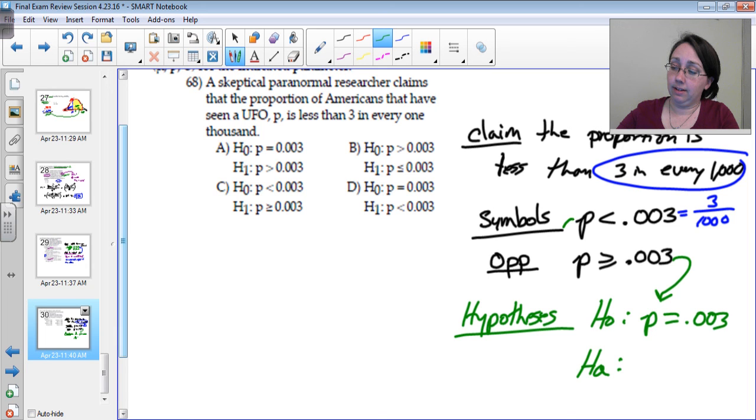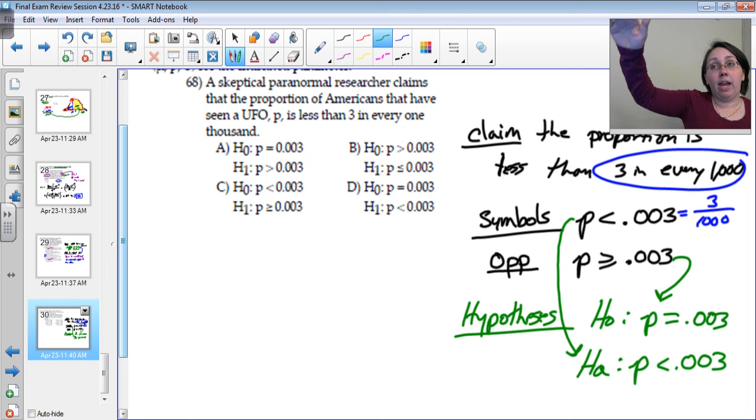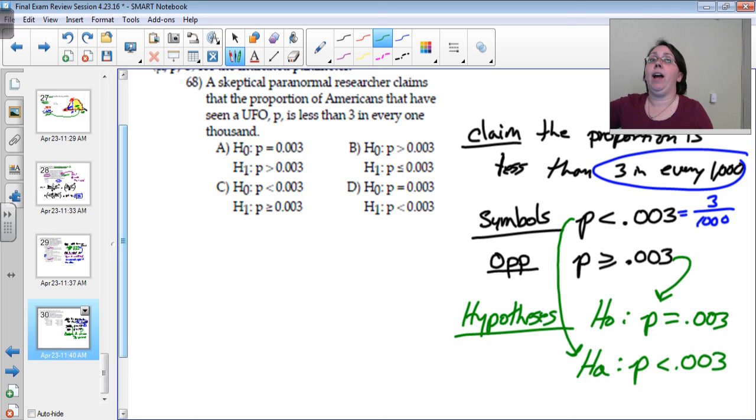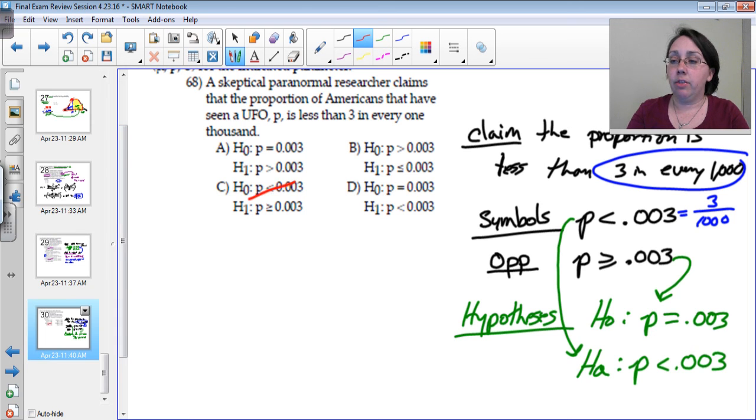Less than. It's the other set of symbols. It's the actual symbols, not the opposite. Okay, so you write the claim in symbols, so you write the opposite of that. One is your alternative, one is your null. And the null is always the one with the equal sign, but just the equal sign. So you should automatically be able to cancel out the null hypotheses that aren't equals. So now you have a 50-50 shot. A lot better than a 25% chance.